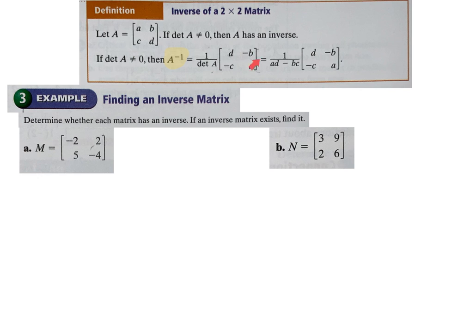And then you do this crazy switch with your numbers on the inside. If A, B, C, D was your original, A and D switched places. See this? A and D switched places. B and C just went to the opposite. They negated. If they were positive, they went to negative. If they're negative, they went to positive. So you find the determinant, you put 1 over that, and then you switch your first diagonal, negate your second.